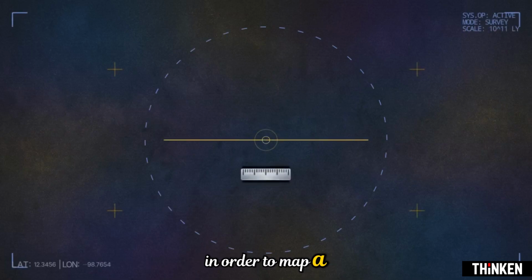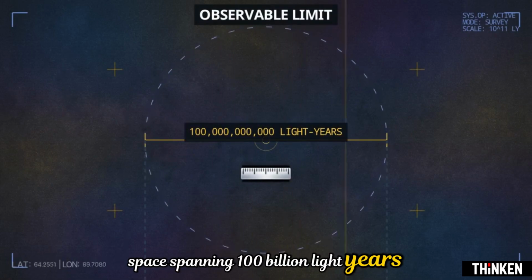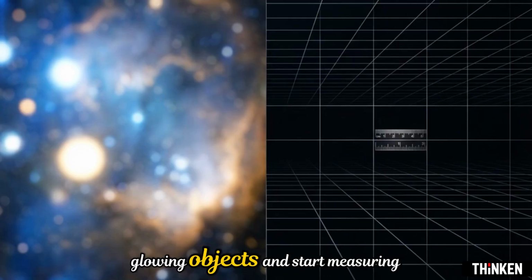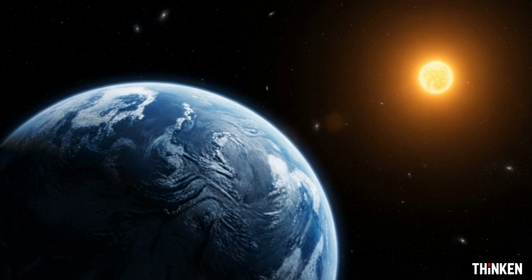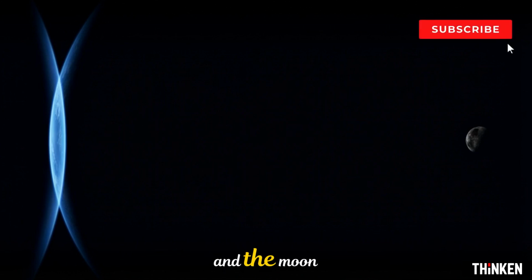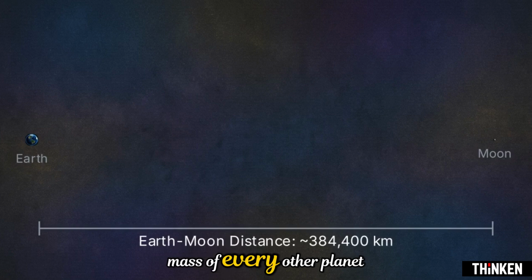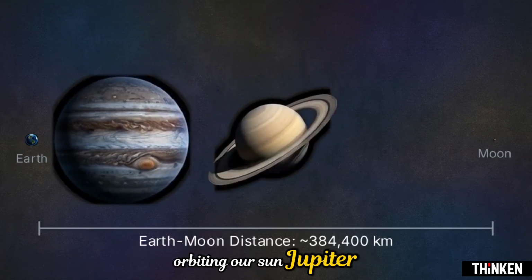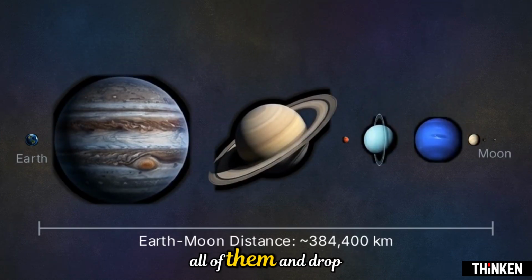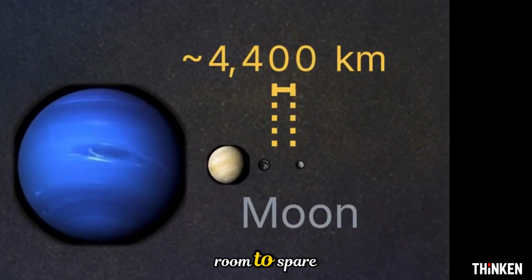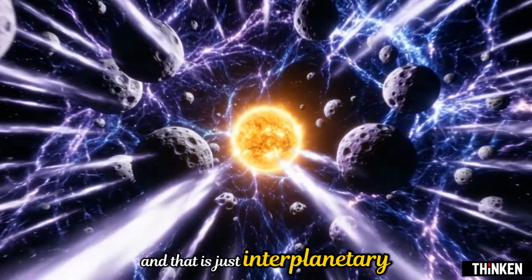In order to map a space spanning 100 billion light years, we have to ignore the glowing objects and start measuring the dark. Let's start the measurement close to home, inside our own solar system. Consider the sheer volume of empty vacuum sitting directly between the Earth and the Moon. This scale diagram shows that you could take the physical mass of every other planet orbiting our Sun, Jupiter, Saturn, Mars, all of them, and drop them side by side into that single void, and you would still have room to spare. And that is just interplanetary space.